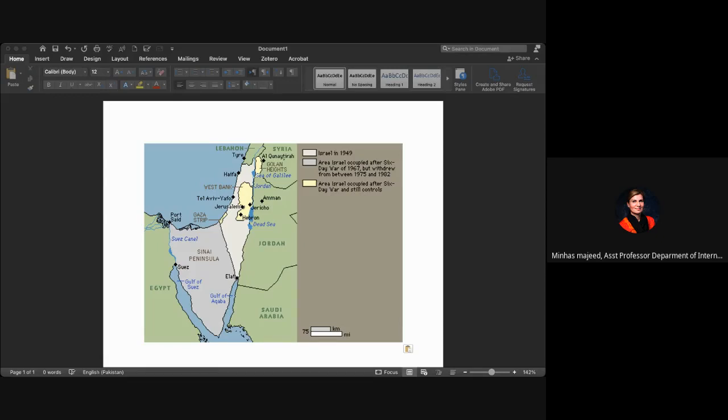But with massive US support and help, the Israelis were able to succeed in launching a counterattack, and it recovered most of the territory that it had lost. So both sides then agreed to an uneasy truce after several weeks of fighting.